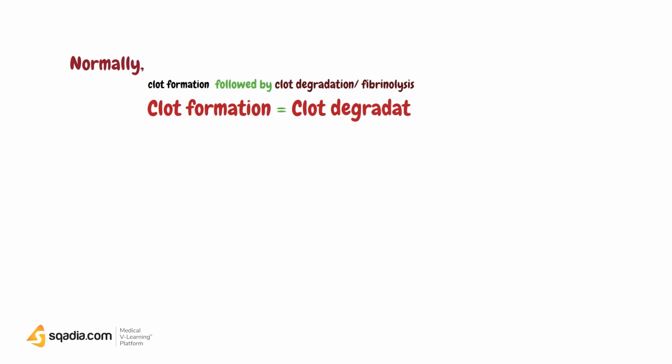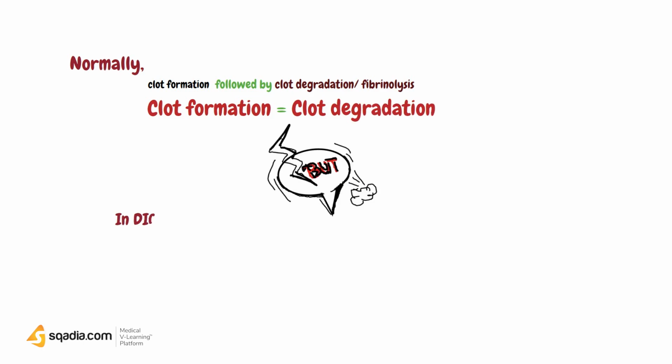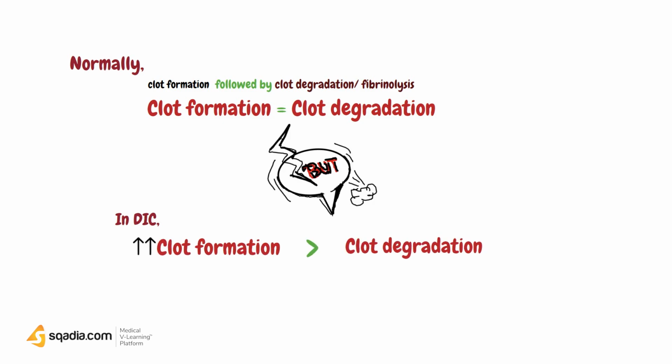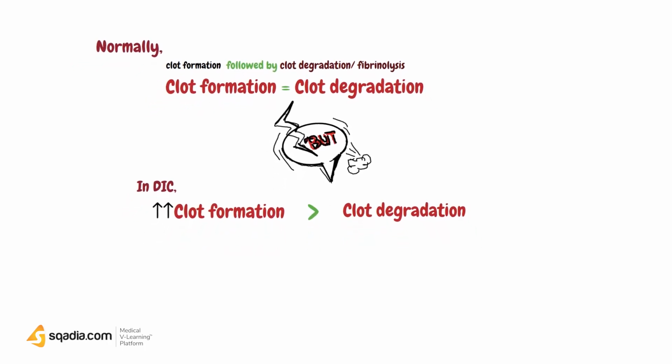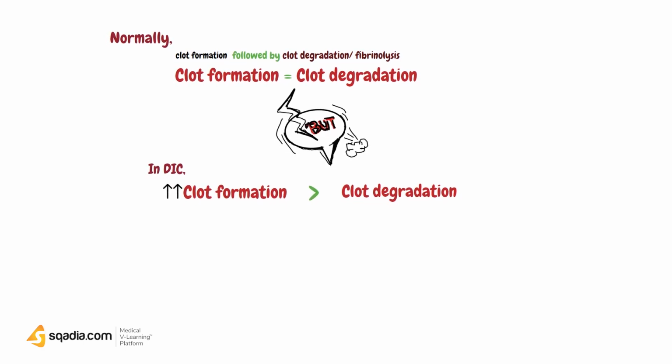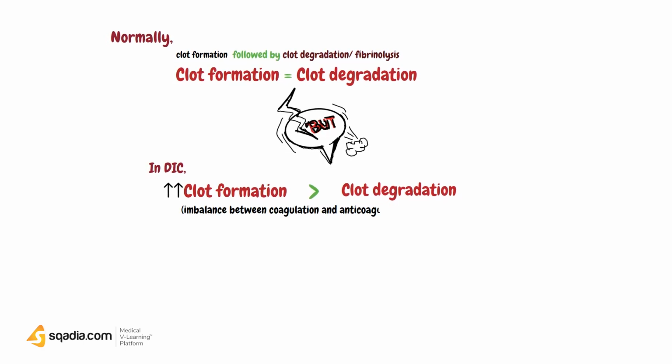Now, normally, when there is the process of clot formation going on, it is followed by clot degradation or fibrinolysis, and both these processes of clot formation and clot degradation occur in a complete balance. But what happens in DIC is that there is excessive clot formation as compared to clot degradation. In other words, in DIC, there is imbalance between coagulation and anticoagulation processes.